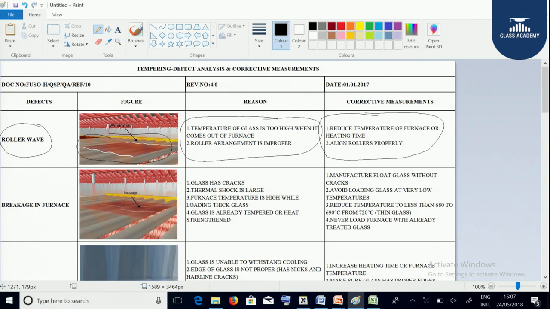We can overcome this issue by reducing the furnace temperature or heating time and aligning the rollers properly. The next defect that we get in tempering is breakage in the furnace. You can see the glass breaks inside the furnace. The reasons are glass having cracks, thermal shock, furnace temperature being high while loading thick glass, or glass that is already tempered or heat strengthened, that is during the rework process. We can overcome these issues by manufacturing float glass without cracks, avoiding loading glass at very low temperature, reducing the temperature to 680 to 690 from 720 for thin glasses, and never loading the furnace with already treated glasses. So we try to avoid rework glasses.